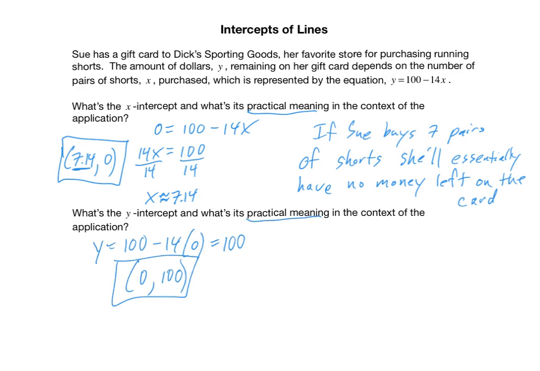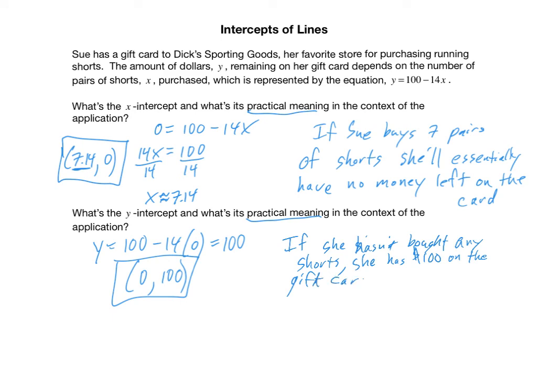But now we can say what the practical meaning is for this. So if Sue has not bought any pairs of shorts, that's what the 0 represents, then she would have $100 left on her gift card. So essentially that $100 is the initial value of the gift card. But let me write it the way I initially said it. If she hasn't bought any shorts, she has $100 on the gift card. Said differently, her initial value, the initial value of the gift card is $100.